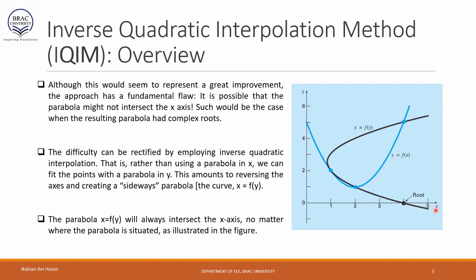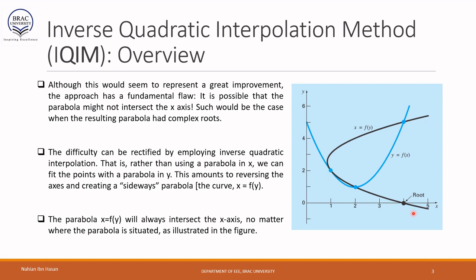But if we convert the independent variable from x to y, our curve will be reversed, and that is the black curve, which is the inverse parabolic curve x equal to f of y, and it will intersect the x-axis at some point, which is ensured in this case. As a result, we will always get a root in this case. So no matter where the parabola is, the inverse quadratic curve will always intersect the x-axis, and that's what we need.